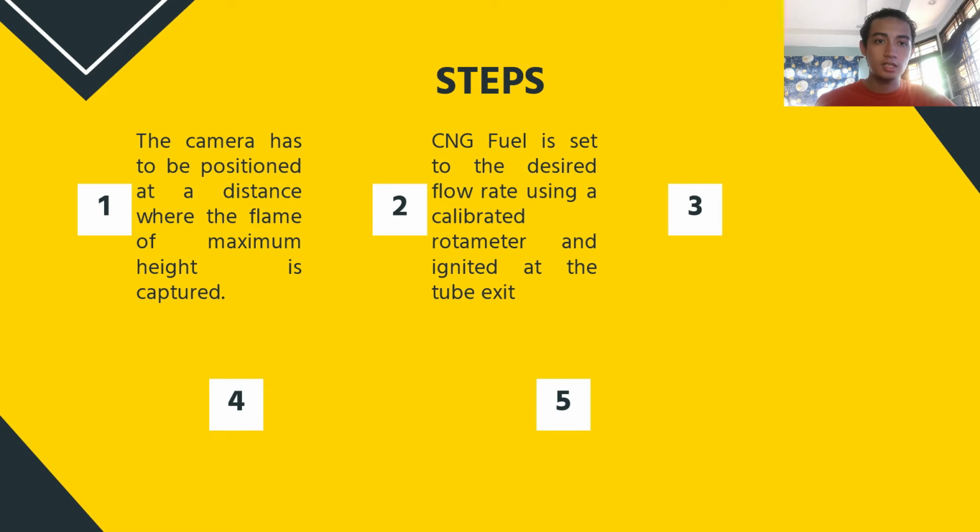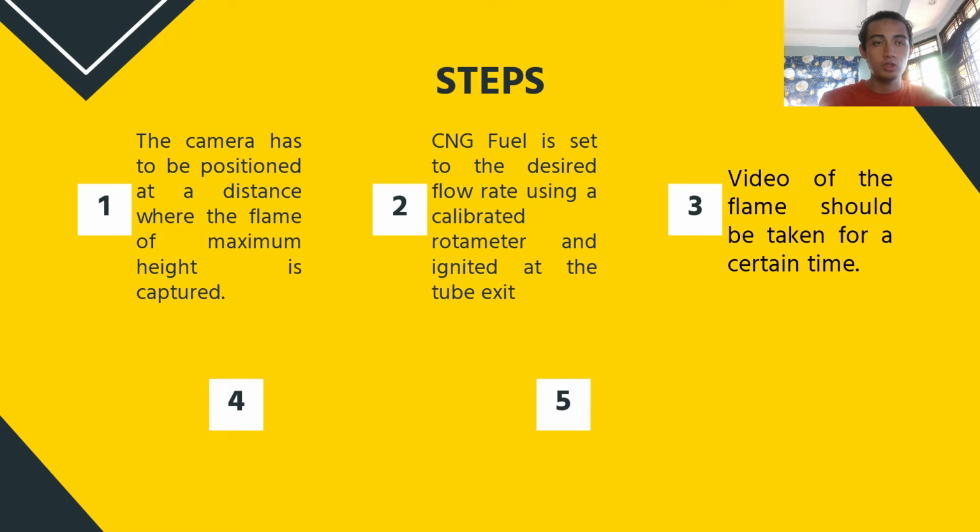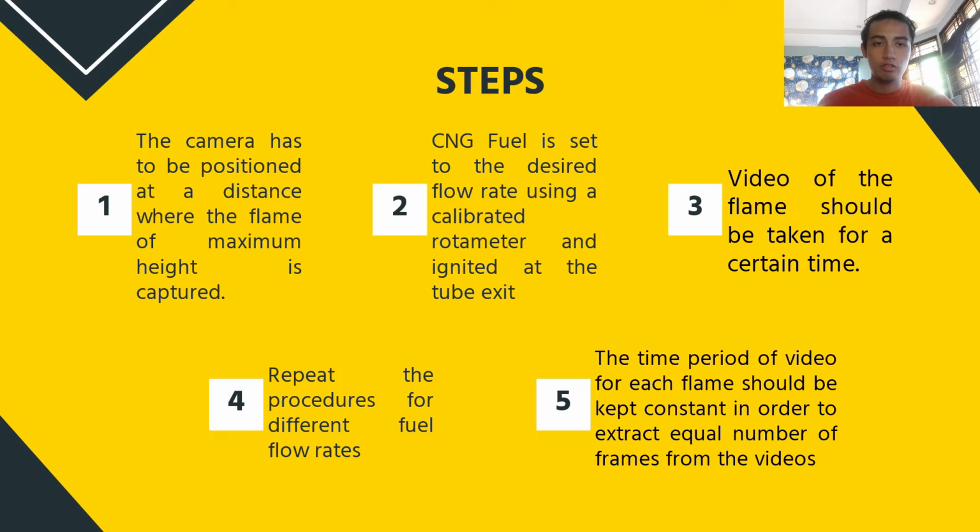Second, make sure the CNG fuel is set to the desired flow rate using a calibrated rotameter and ignited at the tube exit. Third, video of the flame should be taken for a certain time. Then repeat the procedures for different fuel flow rates to determine the difference between them. And lastly, the time period of video for each flame should be kept constant in order to extract an equal number of frames from the videos.